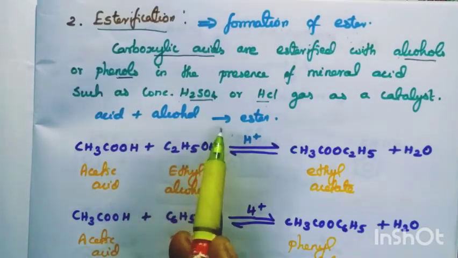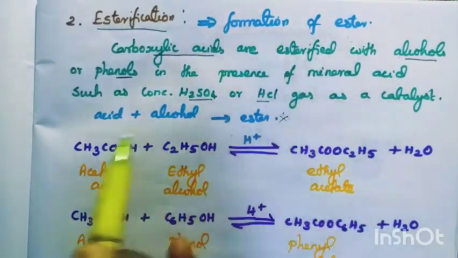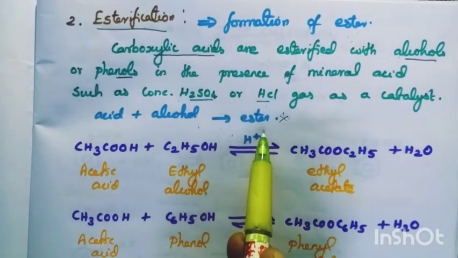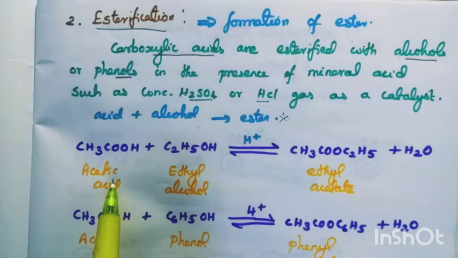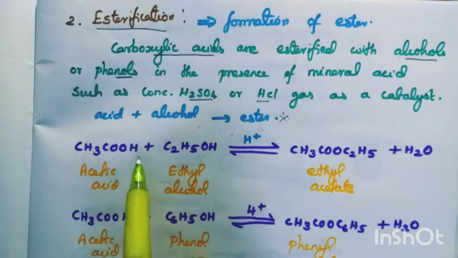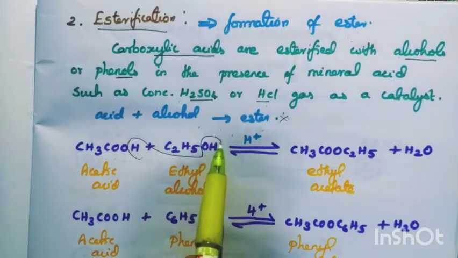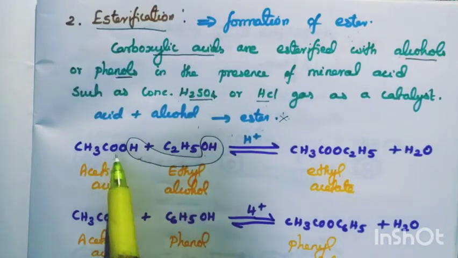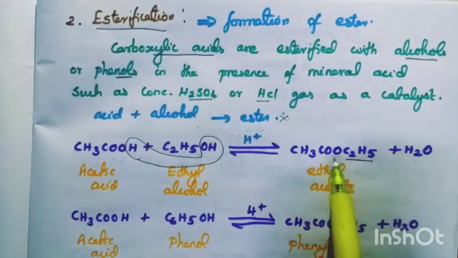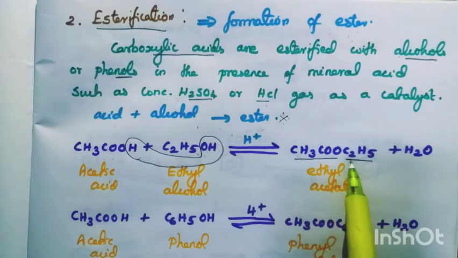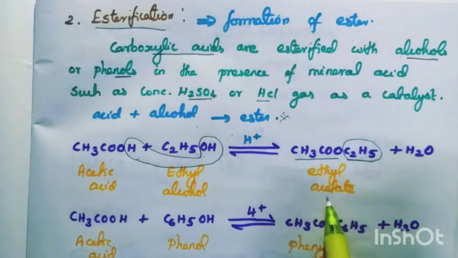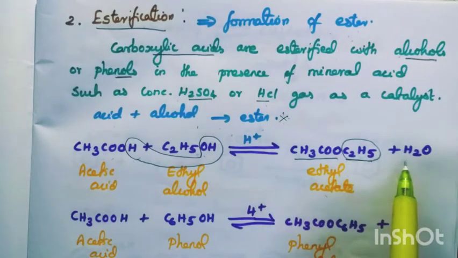Acid plus alcohol gives ester. This is our concept. So acetic acid, CH3COOH, with ethyl alcohol, acid with alcohol, with the removal of water, gives CH3COOC2H5. This is ethyl acetate. We have to write the ester with the alkyl group attached to oxygen. So ethyl acetate, with the removal of water.